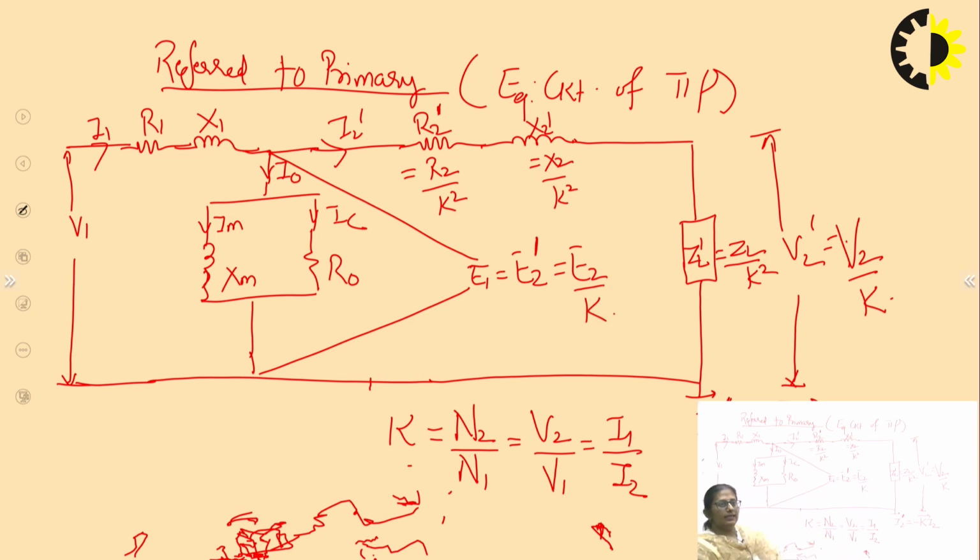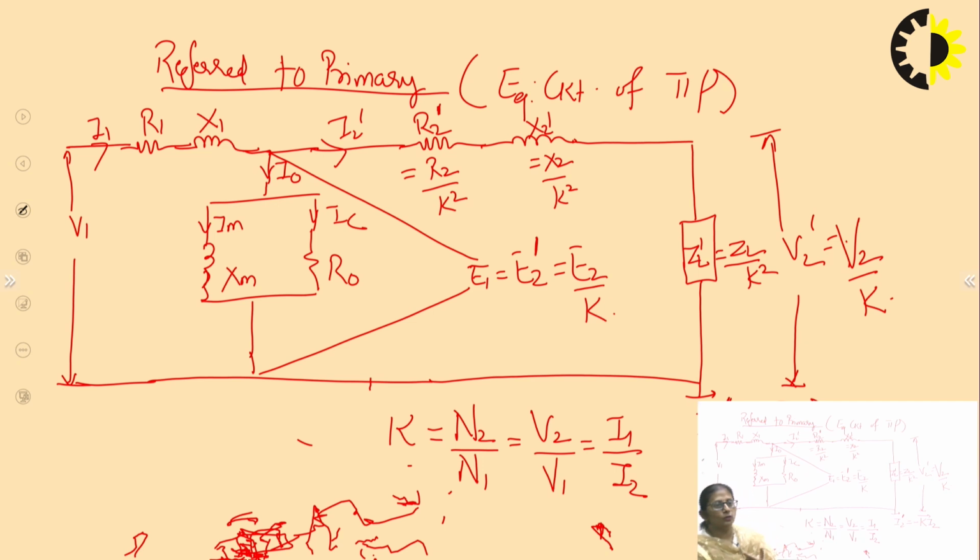So this is the equivalent circuit of the transformer referred to primary, in which we haven't changed anything on the primary side. The primary side of the transformer remains the same, but we have referred completely the secondary parameters towards the primary side. Now if we just see, for calculation purposes, we require the equivalent resistance of the transformer, either referred towards primary or referred towards secondary.